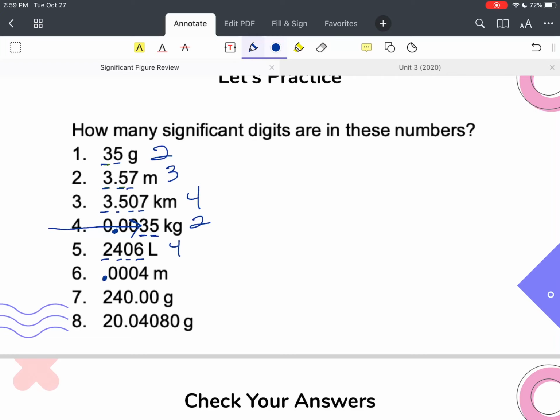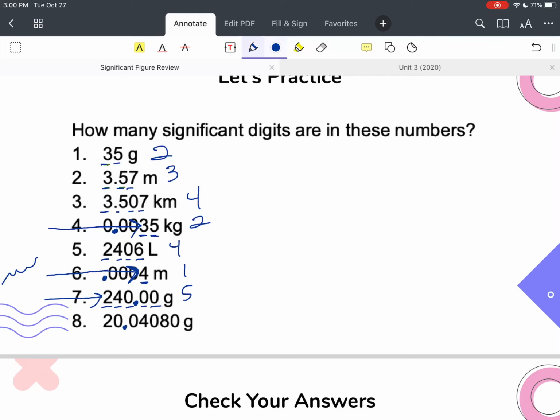Number 6, I have a decimal point. It is present, so I'm starting from the Pacific Ocean over here. Moving this way, I can't start counting until I get to an actual number. Once I hit that 4, I'm going to start counting, so there's just 1. Number 7, again, Pacific, present decimal. I start counting as soon as I get to the 2. 1, 2, 3, 4, 5. Notice how I kept counting all the way to the end. Once I start counting, I don't stop until I reach the end of the number.